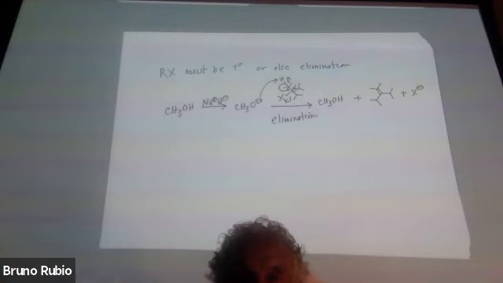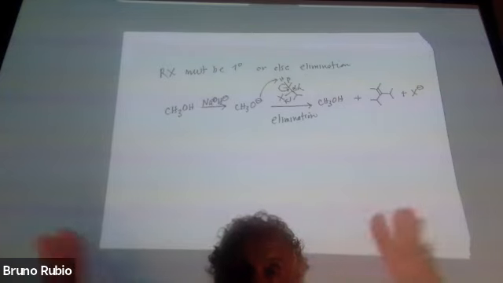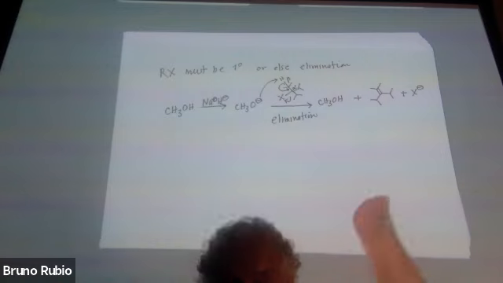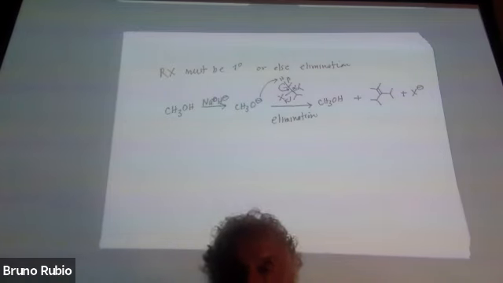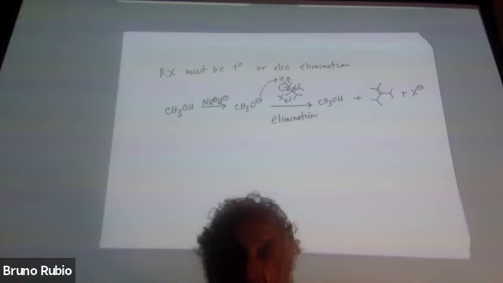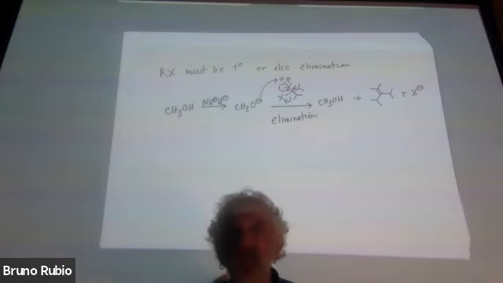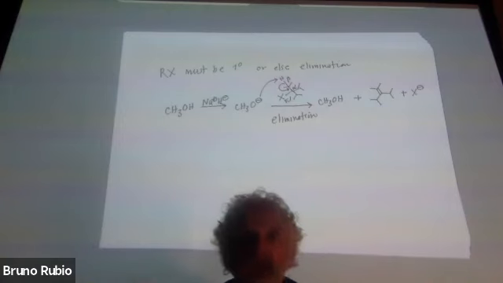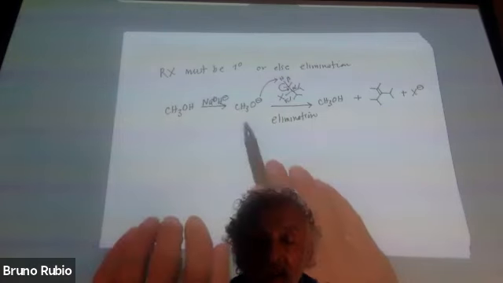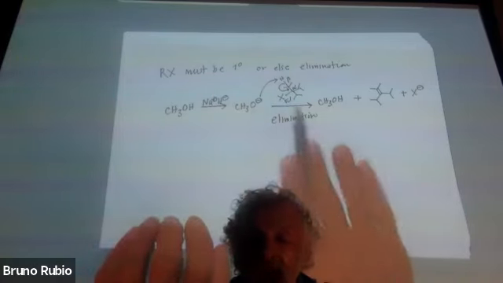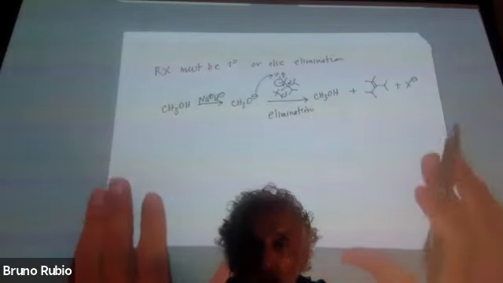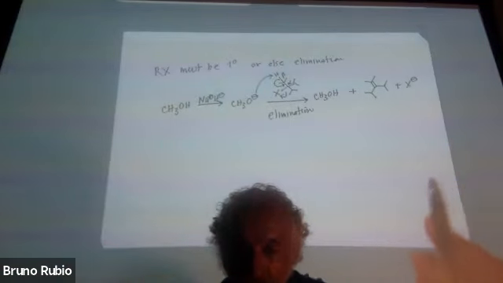So just because we have a general recipe for the Williamson doesn't mean it works in every situation, and the alcohol can be anything and the alkyl halide can be anything, right? And it turns out that even if the alkyl halide is secondary, that's just too crowded for this alkoxide, for this O minus species to get in there.